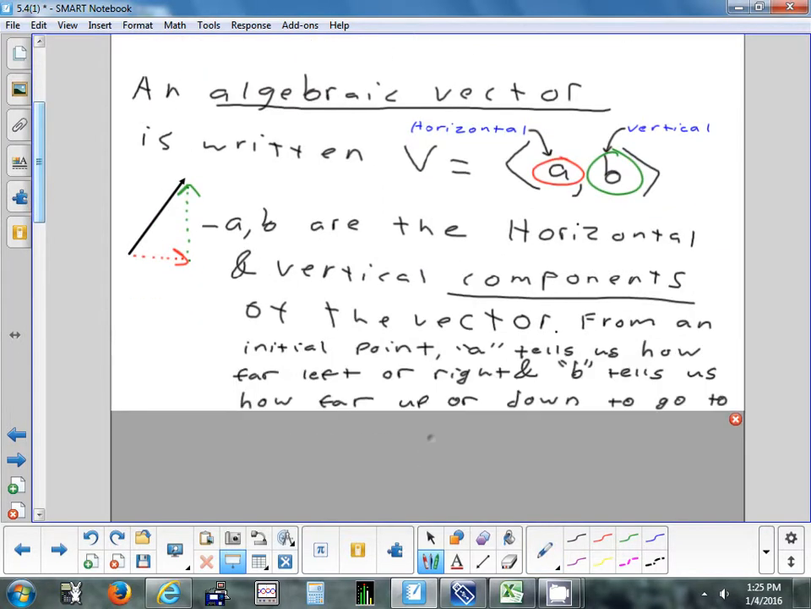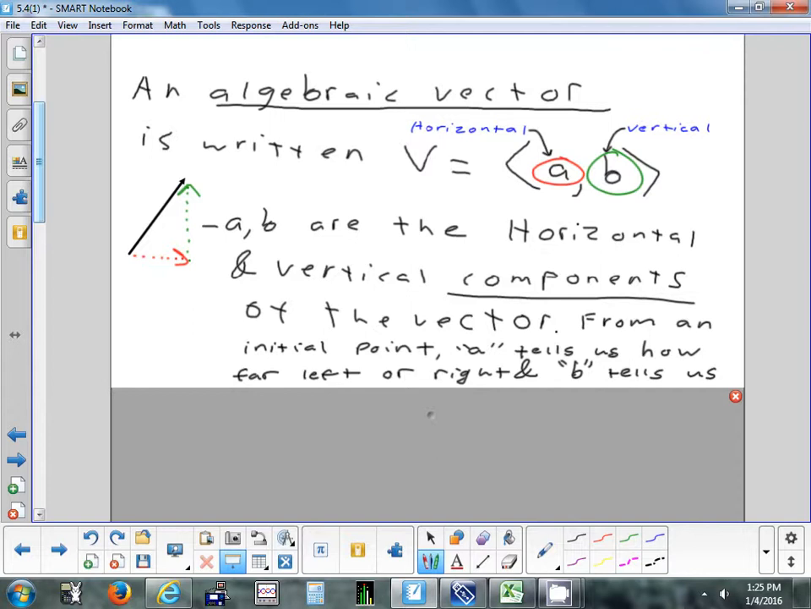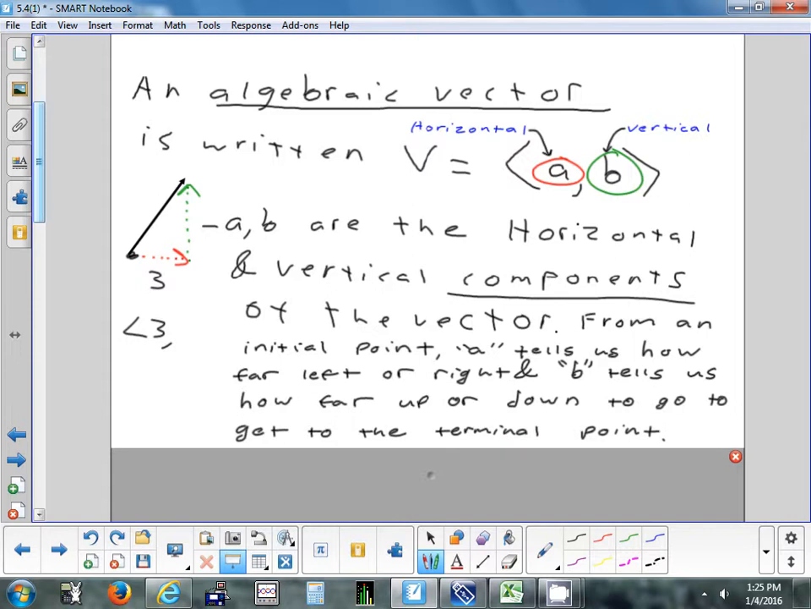So what these components basically tell you is how far left and right or up and down you go. So A tells you from an initial point, go, I'm just going to make this up, 3 units right. It doesn't tell me where the initial point is. I can start anywhere I want unless they tell me to start in a certain spot. So start somewhere, go 3 units right, and then B tells you up or down.